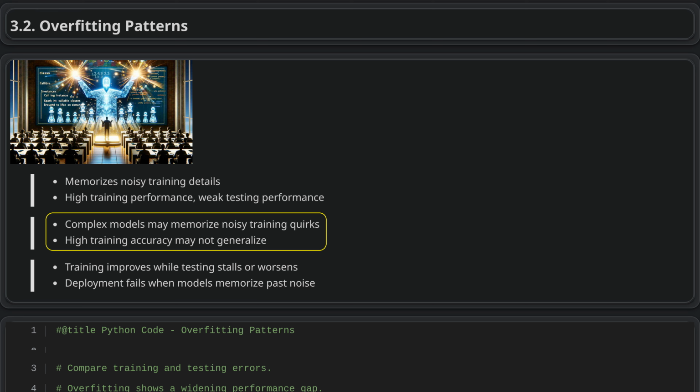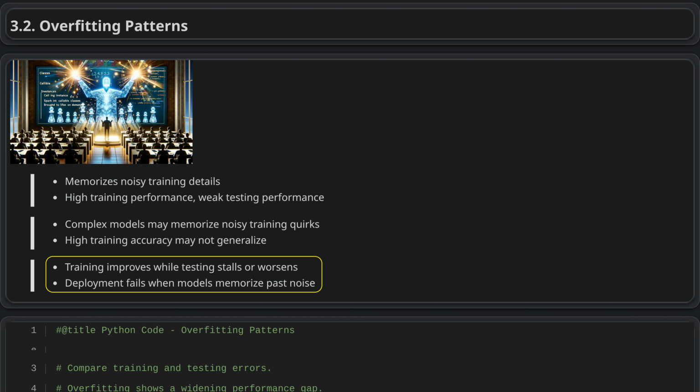As models become more complex, they are more likely to overfit by learning noise, outliers, or rare quirks in the training data instead of stable patterns. This can make training accuracy look high, while real-world performance is poor. A useful model must generalize beyond memorized details to capture signals that hold across new data.